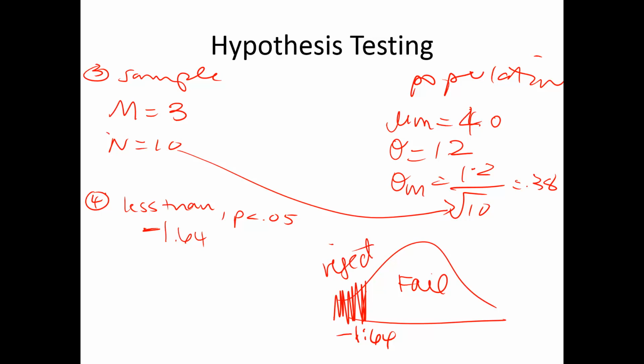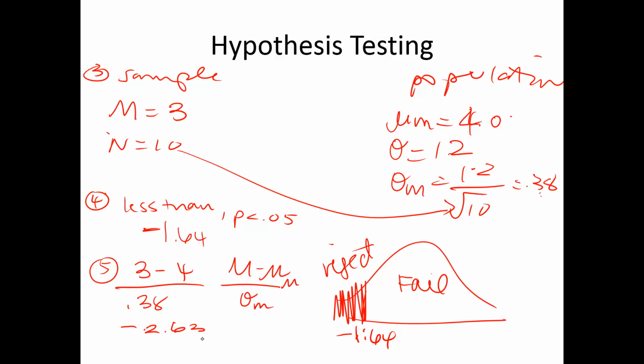Okay. And then step 5 is let's actually calculate the z-score. So we've got the mean sample score, 3, minus mu over here, which is 4. So 3 minus 4 divided by standard error, so 0.38. That's mean minus mu divided by standard error. If you calculate all that out, you get negative 2.63. So we are way over here, our little class over here.